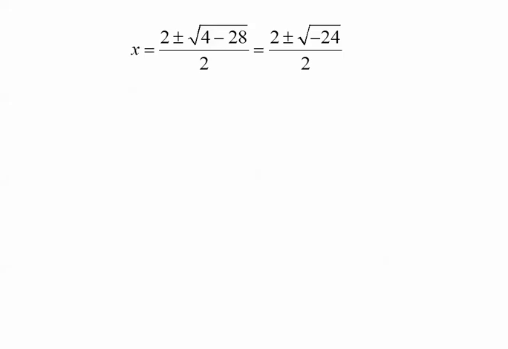We end up with 2 plus or minus the square root of 4 minus 28, which is -24. So we have a negative square root here, which means our roots are imaginary. They are going to be complex numbers. 2 plus or minus 2 times the square root of 6 i.